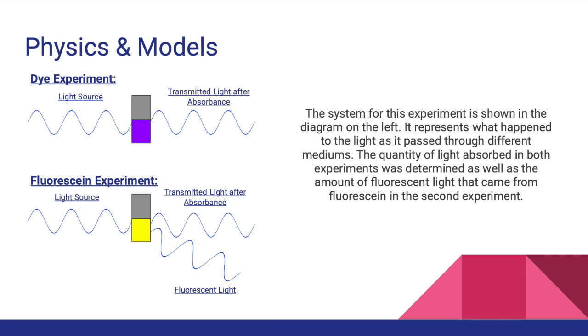For the fluorescein experiment, we also determined the amount of light absorbed by the fluorescein molecules, and also found the intensity of light that was fluorescent from the liquid. The fluorescing light comes from electrons going from excited states back down to ground states. The falling of these electrons causes a release of energy in the form of fluorescent light.